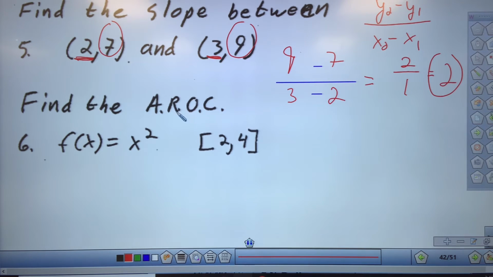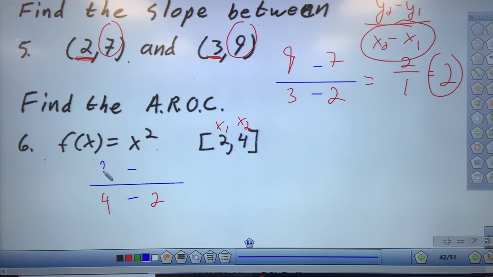Average rate of change is also slope. This is an x value, and this is a second x value. So I have my x sub 1 and my x sub 2. So to do average rate of change, I'm also going to set up my slope template. I have x sub 2 is 4. I have x sub 1 is 2. See how I get that from my slope formula?